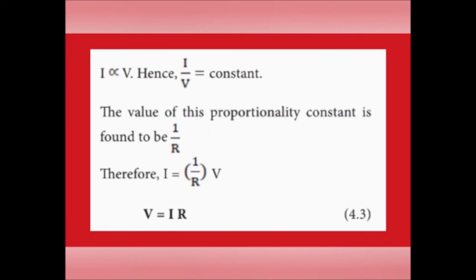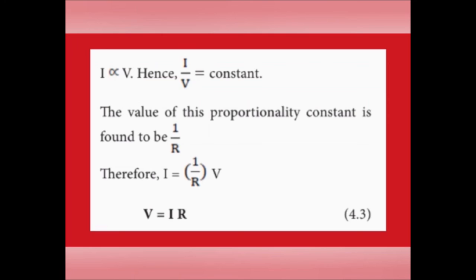The value of this constant is found to be 1 by R. Therefore, I equals 1 by R into V. Here R is nothing but resistance. What is resistance? It is the property to oppose the flow of charge. The flow of charge is current. Opposing the flow of charge is resistance. I is always inversely proportional to R. V equals IR. That is, potential difference is the product of current and resistance.